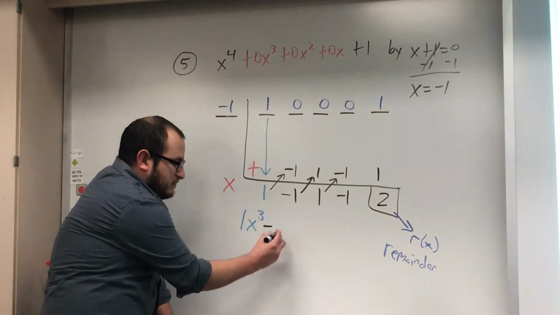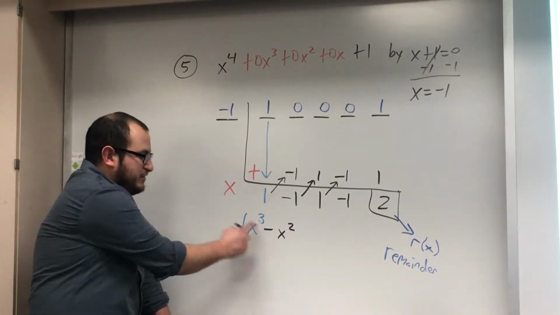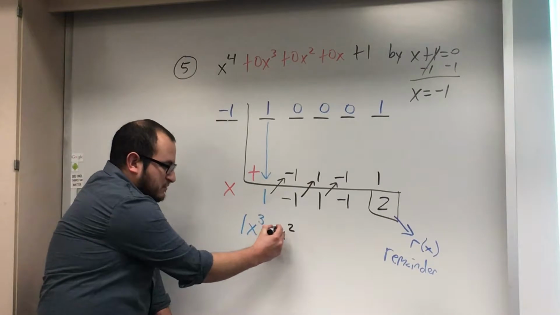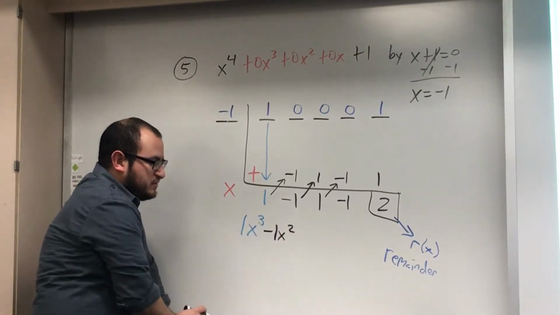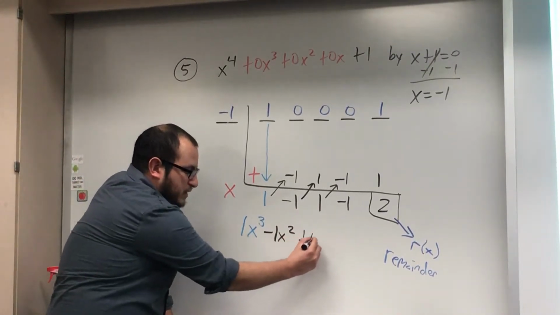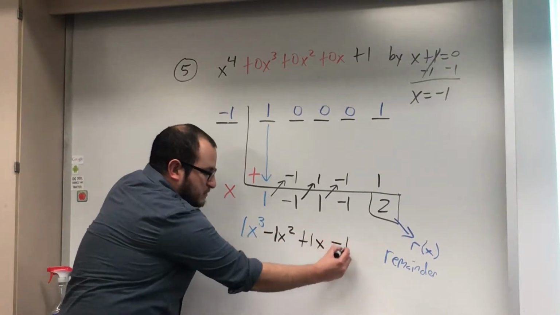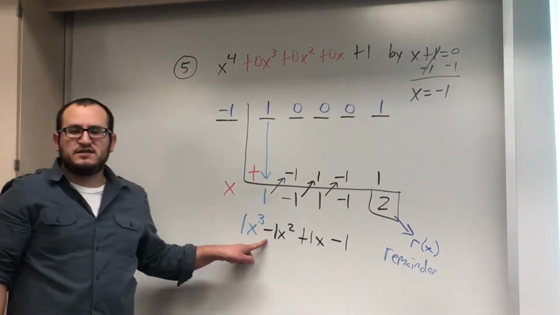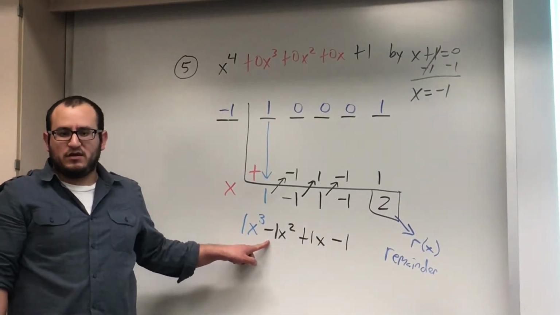This will be negative x squared. And again, you don't have to write this one. I just leave it here. I'll just put it here too so you see the numbers. Plus 1x minus 1. And if you look, this is the same answer that we got in problem number 1.